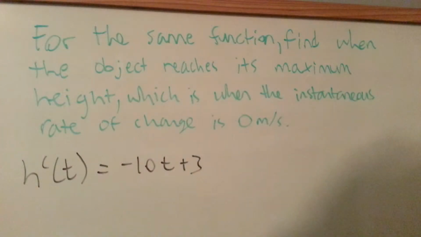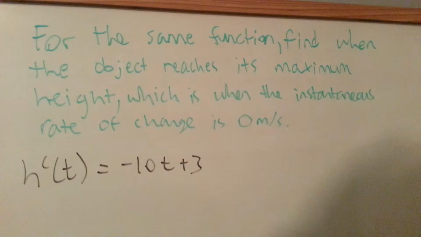Then, for the same function, find when the object reaches its maximum height, which is when the instantaneous rate of change is 0 meters per second. And that's because for a turning point, the instantaneous rate of change is 0. It's also quadratic and opens down, so it only has one turning point, which is its maximum.